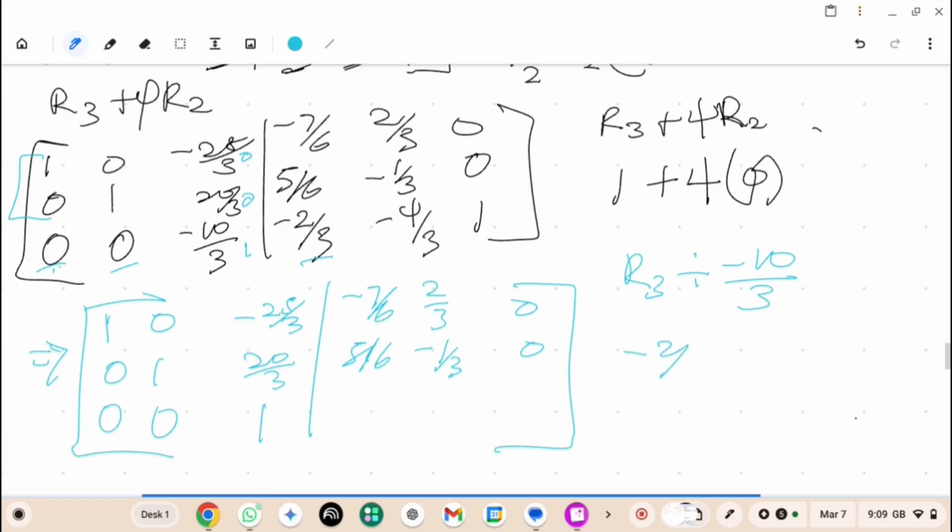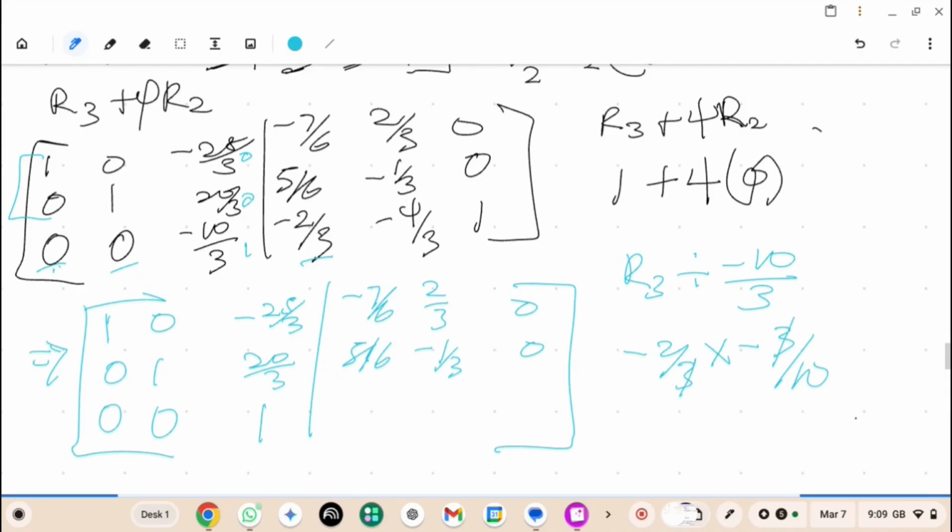Negative 2 on 3 divided by negative 10 on 3. So you divide and you just go upside down. So you can even say times negative 3 on 10. So just cancel this, you get negative. So our final answer will be 1 on 5. So you get 1 on 5 here.